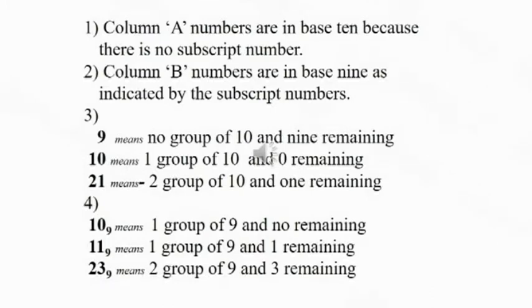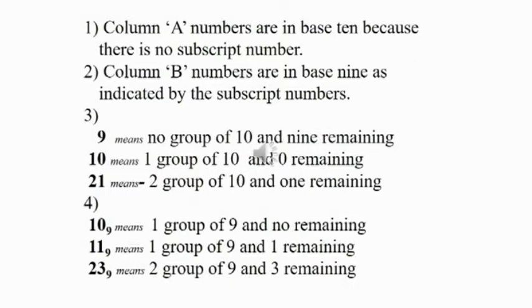So, the answers are as follows. For question 1, column A numbers are in base 10 because there is no subscript number. So, whenever you find a number without a subscript number beside it, you just have to understand that it is in base 10.